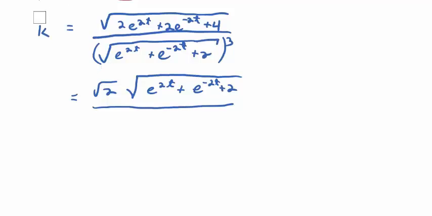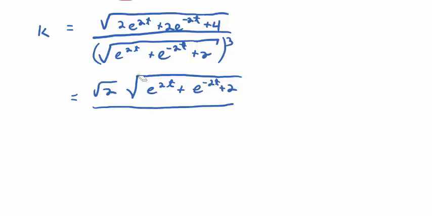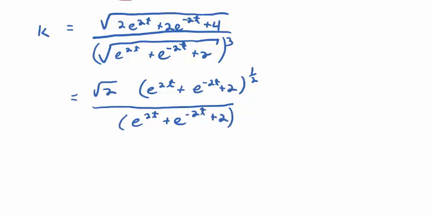And then on the bottom, maybe I'll rewrite instead of writing this as a square root up top, maybe I'll write it to the 1/2 power so we can really see what's happening in the next step. And then maybe I'll write this one to the 3/2 power. So when you take a square root cube, that's a 3/2 power. So e to the 2t plus e to the negative 2t plus 2 to the 3/2 power.